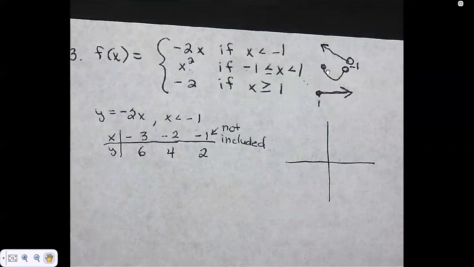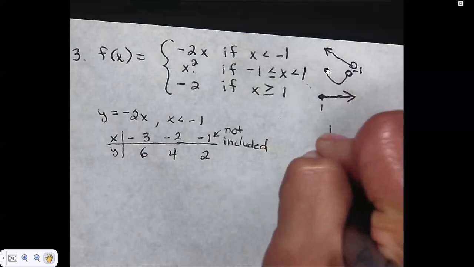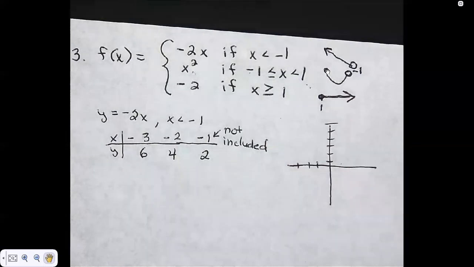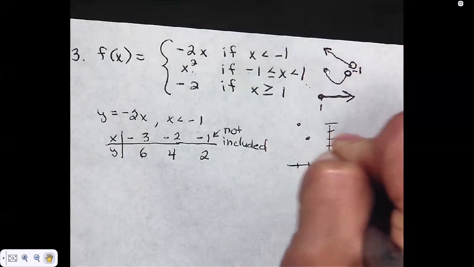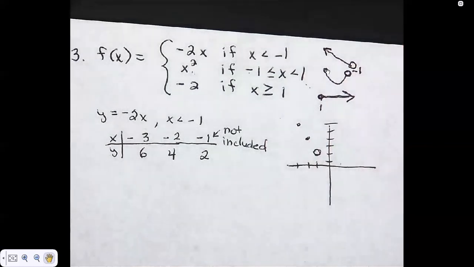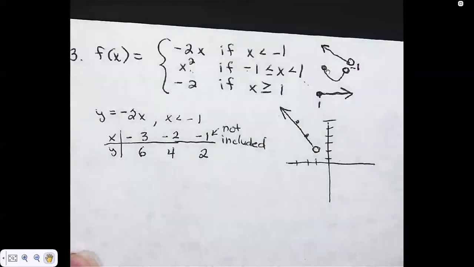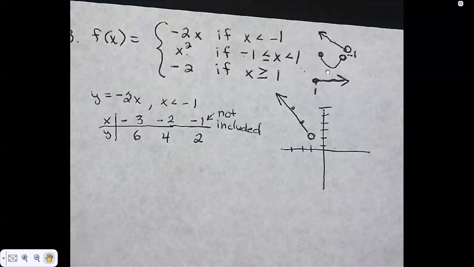Most common mistake is to graph the whole line. Let's see. 1, 2, 3, 4, 5, 6. Negative 3, 6. Negative 2, 4. Negative 1, 2, not included. But that goes forever to the left. Does it not ever bother you saying that line has negative slope when the arrow is pointing up? I don't want to confuse you if you've never been confused before, but if you thought it's pointing up, why is it negative slope? Cover up the arrow, look at the fall of the line left to right, it's going downhill. So it has negative slope, and that's correct.